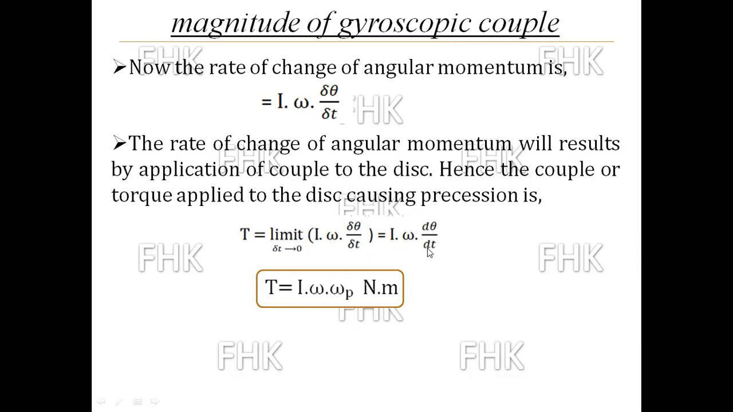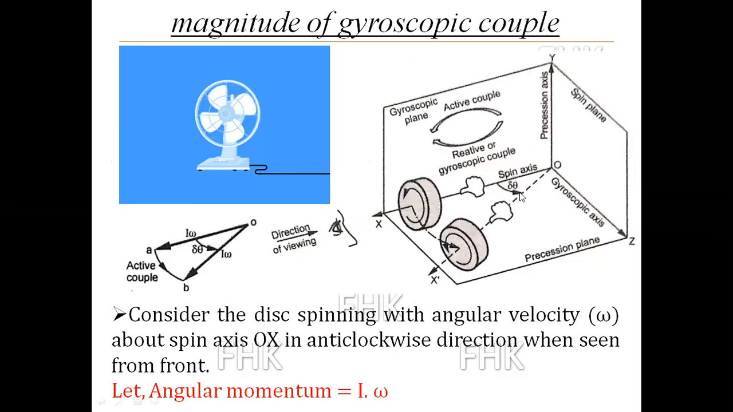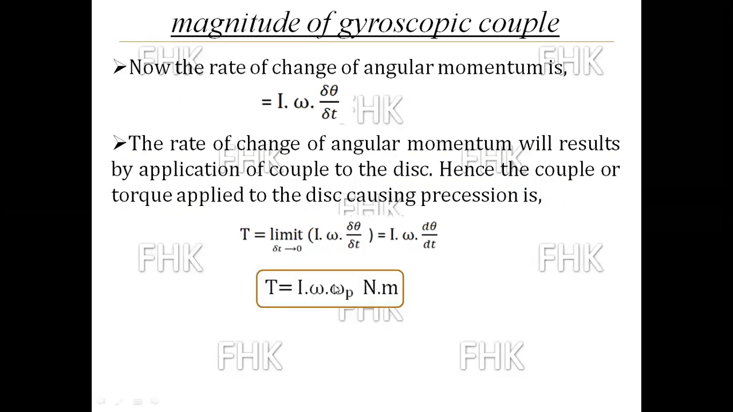And what is d theta by dt? That is again an omega, but omega of what? d theta by dt with respect to small time. This omega is different from the spinning omega; this is omega about precession. So the formula to find the torque or reactive couple is equal to I into omega into omega precession, and the unit is Newton meter.